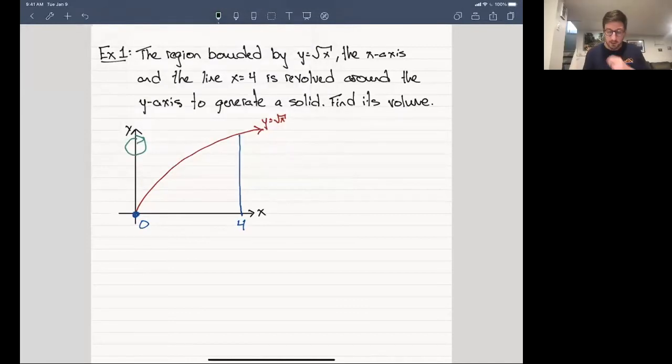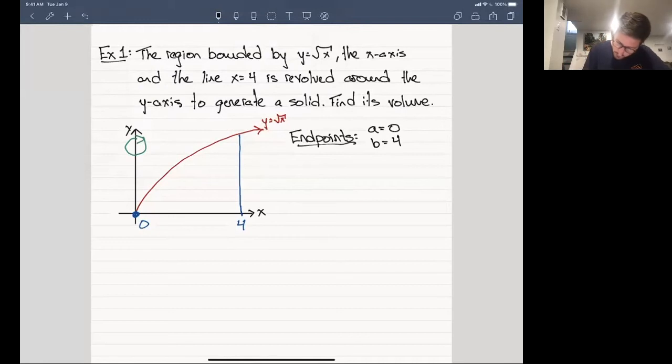So the first thing is to identify all of the components that we need, right? So we know that the endpoints, we might as well just write things down that we know. Well, A is equal to 0 and B is equal to 4, right? So we just identified that.